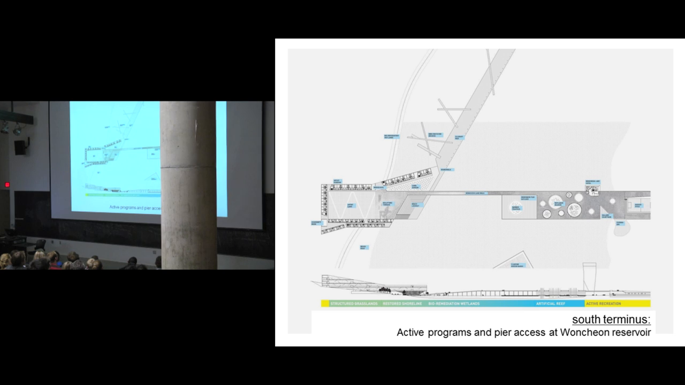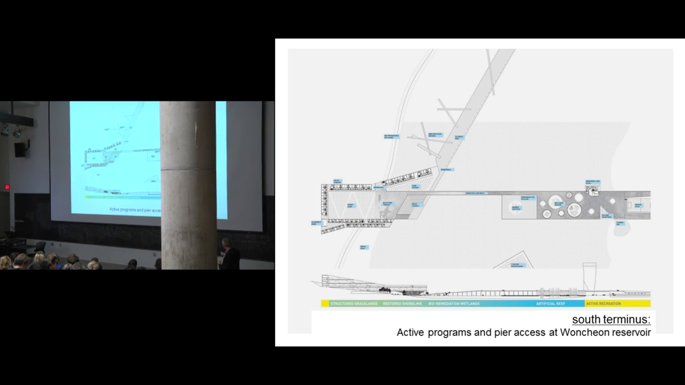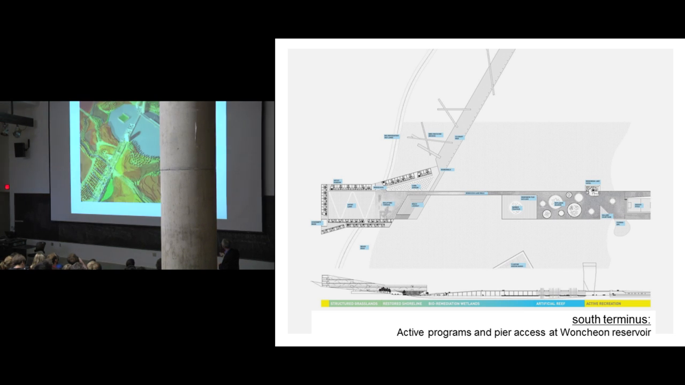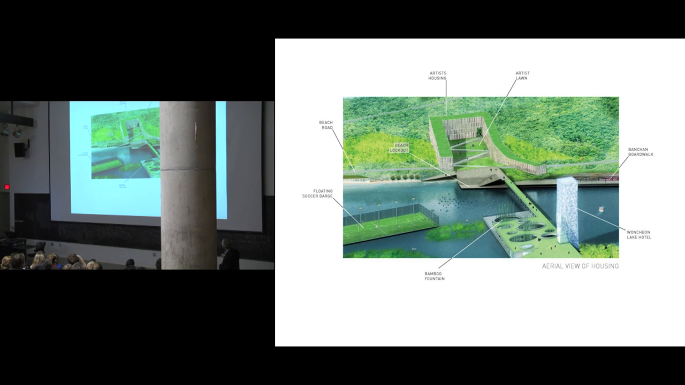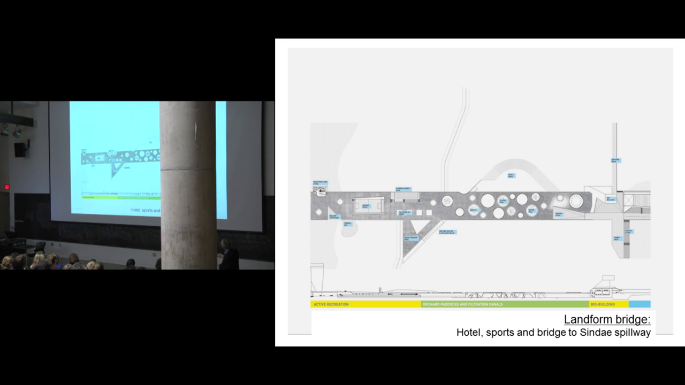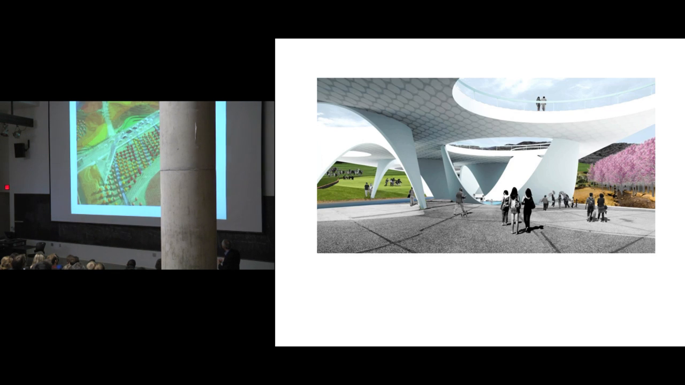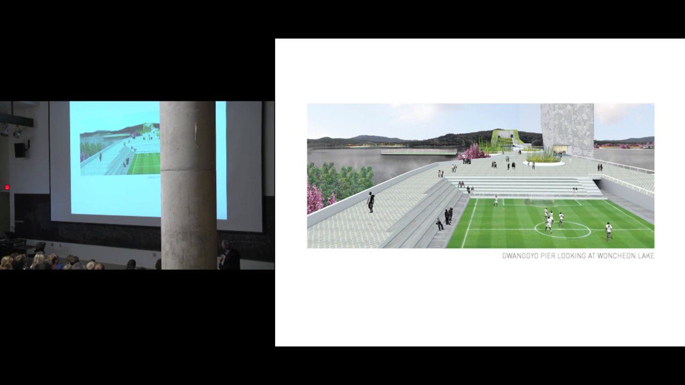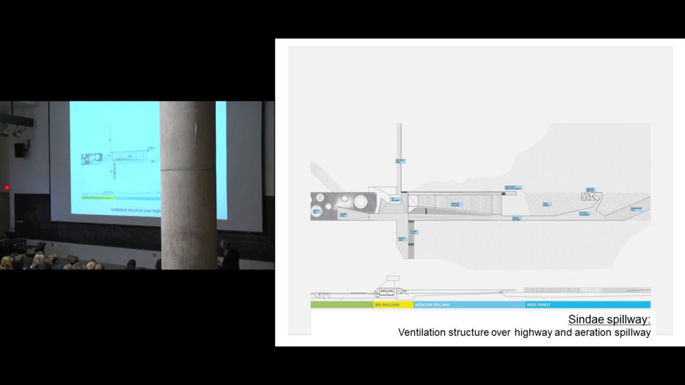So the architecture is performing work. It's returning something to its context. Just working from south to north, it was a housing, a bridge, cultural programs at this point, and then the kind of middle, very active zone, but the site drops away and it creates a kind of bridge condition here at this point. Active programs on the roof at this point, and then this is the ventilation structure here.